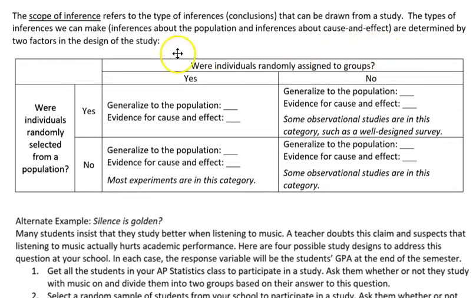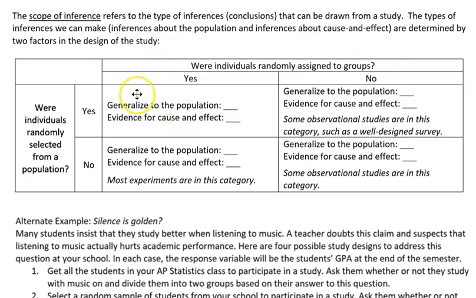This is known as the scope of inference. The scope of inference refers to the type of inferences or conclusions that can be drawn from a study. The types of inferences we can make, either inferences about the population as a whole or inferences about cause and effect, are determined by two factors in the design of the study. Factor number 1, were individuals randomly selected from a population? Factor number 2, were individuals randomly assigned to groups?